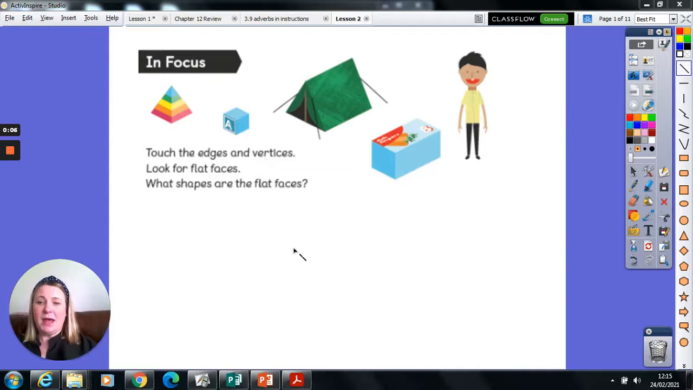Okay, so we have a couple of shapes here and objects that you might see in real life alongside them. All I want you to do is think about where the edges would be, where the vertices would be, look for flat faces, and what shapes the flat faces are. Just take a moment, by all means touch the screen if you've got clean fingers and point out where the vertices and edges are, and pause this video if you need to while you look.